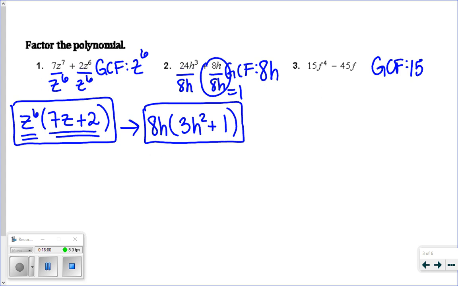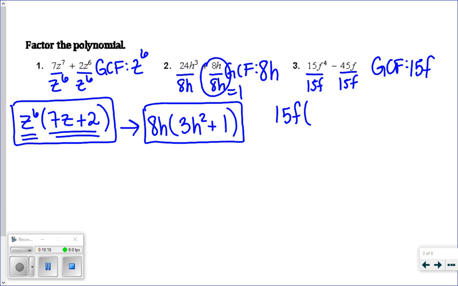For our variables, lowest exponent is greatest common factor. So if I only have one f in that second term, then that is the most that I'm actually able to divide. So 15f is going to be our GCF here. And then we'll divide both of those to see what should be left in the parentheses.